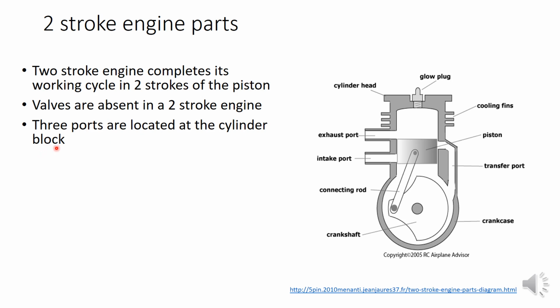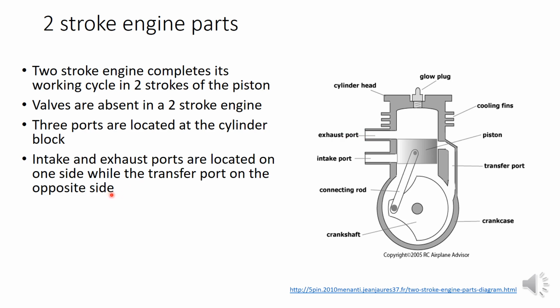And instead of that we have three ports located at the cylinder block. So this is a cylinder block, this is a cylinder head. You can see here three ports are there. This is the intake port. Port means it's just an opening. This is an opening on the end of the inlet manifold. So this is the intake port or inlet port, and this is the exhaust port.